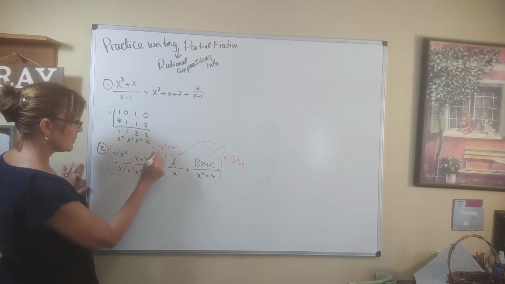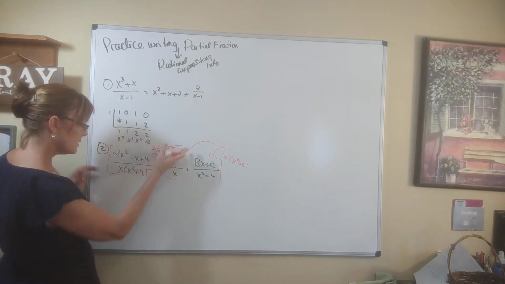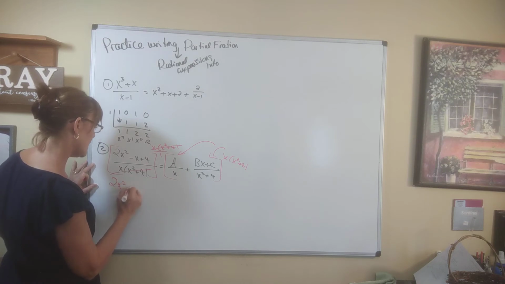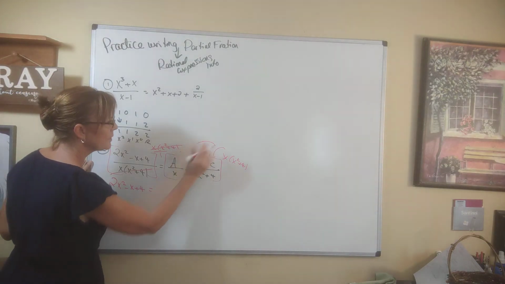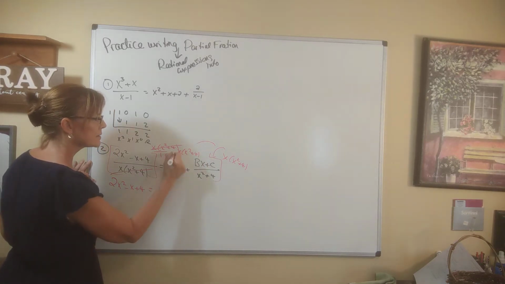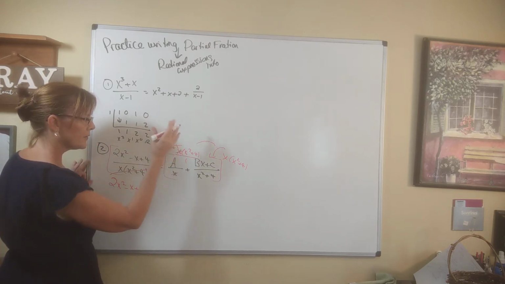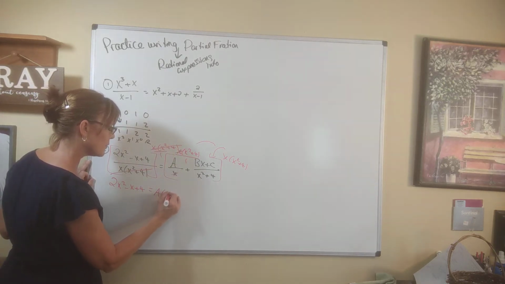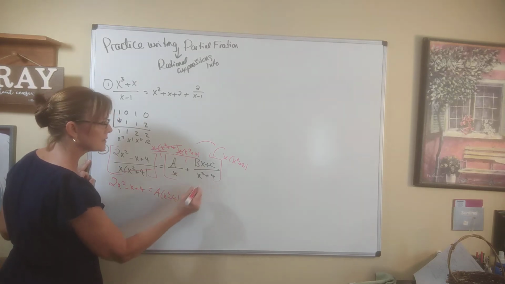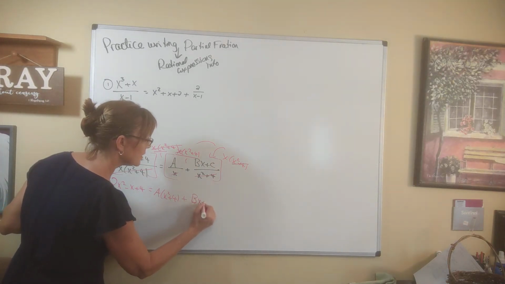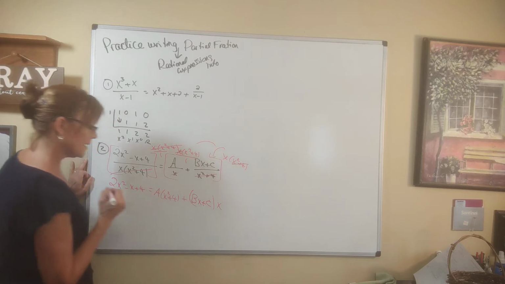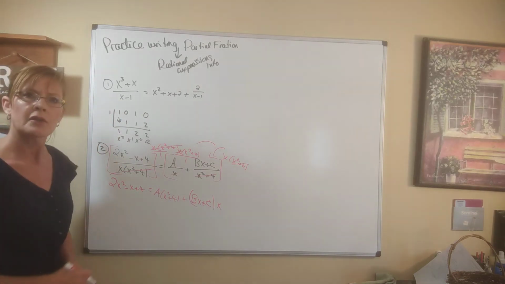Right here, when I multiply this times this, those go away. I'm left with 2x squared minus x plus 4 is equal to, when I multiply, I'm going to copy this down again, x times x squared plus 4. When I multiply a over x times x squared plus 4, the x's divide out, and I'm left with a times x squared plus 4, plus, right here, x squared plus 4 into x squared plus 4 leaves me with bx plus c times an x. All right, so then I'm just solving this.